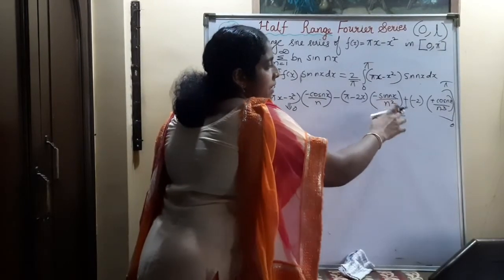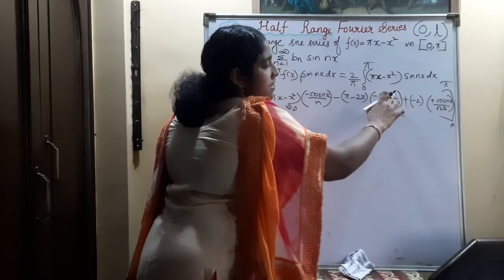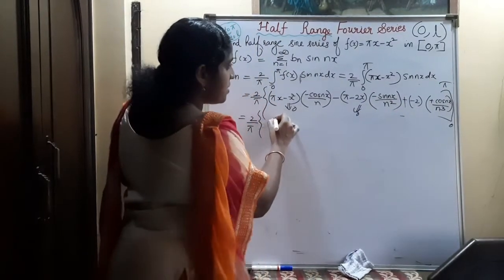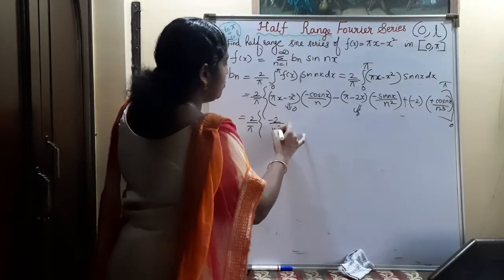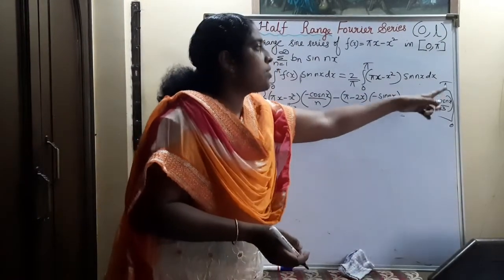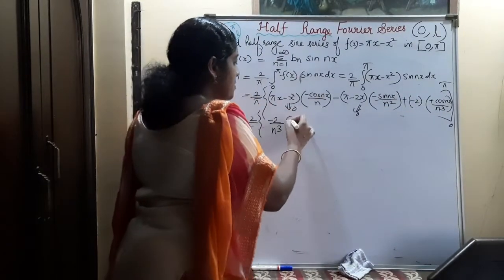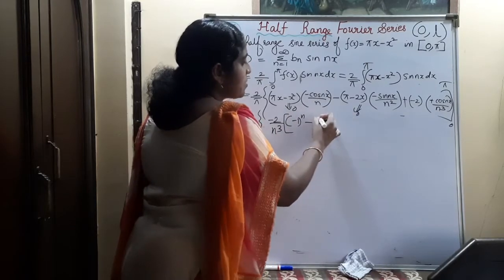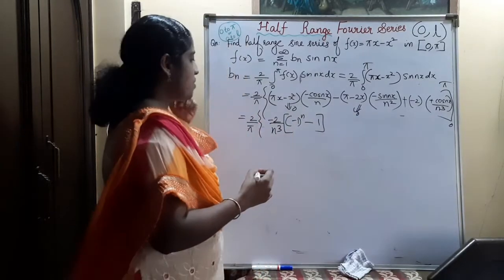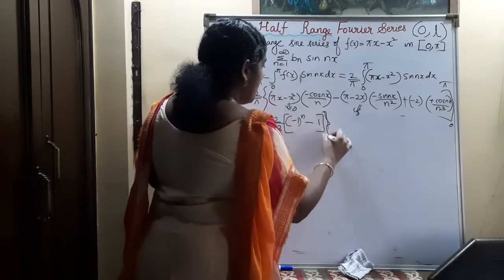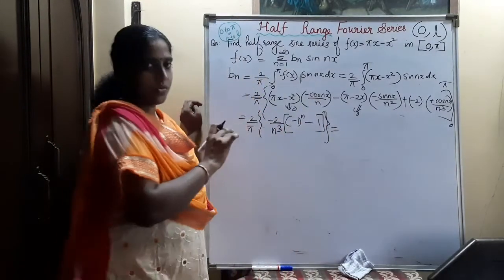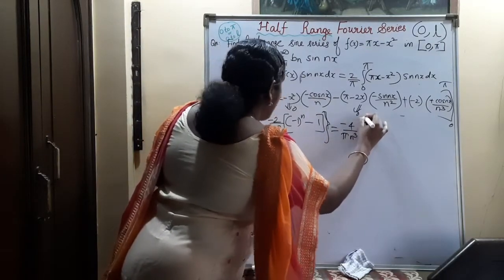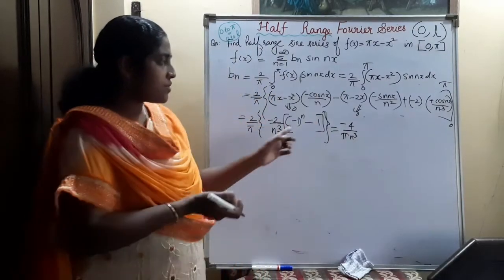And minus, if you are applying the lower limit, this is sin nx at 0, so this term also becomes 0. And then the last term is minus 2 by n cube, cos nx. On applying the upper limit, cos n pi is minus 1 raised to n, minus the lower limit cos 0, which is equal to 1. So what we are getting here is minus 2 into 2, that is minus 4 by pi n cube, times minus 1 raised to n minus 1.